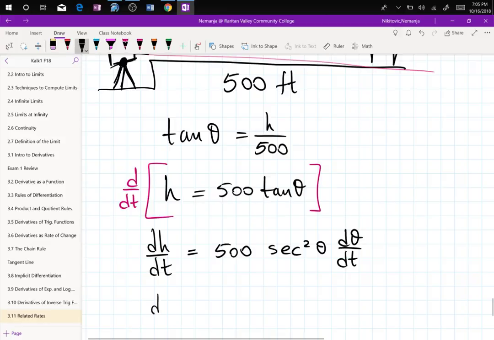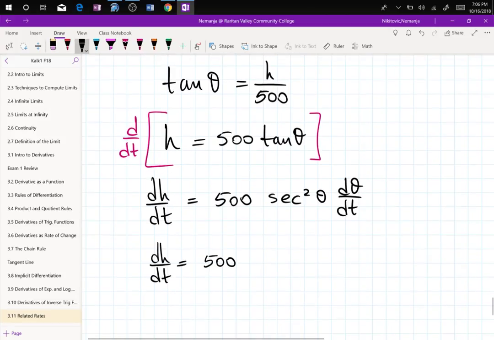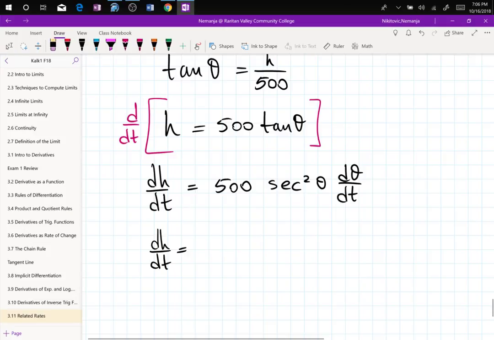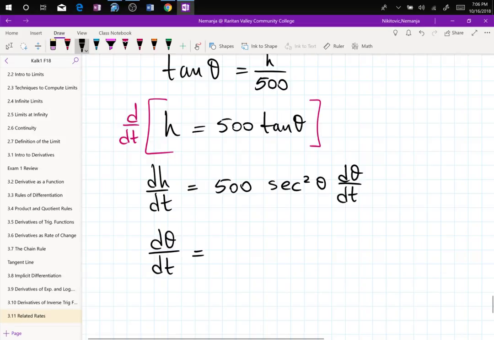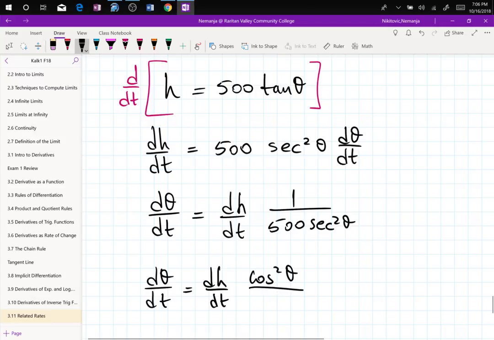Now, oh sorry, I need to move everything, I need d theta dt alone, right? Because that's what I'm looking for. I'll explain why. So now I have dh dt times 1 over 500 secant squared theta, but 1 over secant squared is what? Cosine, very good. So d theta dt equals dh dt times cosine squared theta over 500.